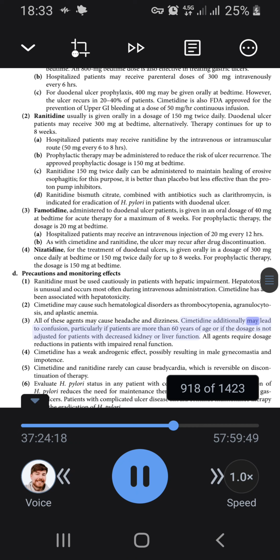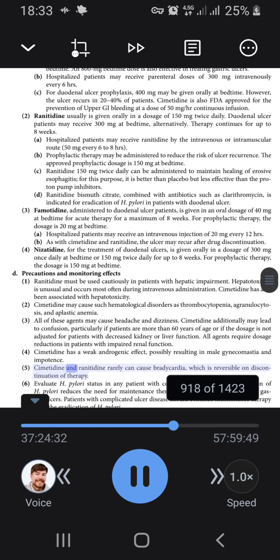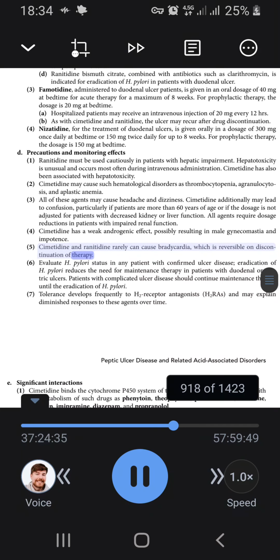Cimetidine additionally may lead to confusion, particularly if patients are more than 60 years of age or if the dosage is not adjusted for patients with decreased kidney or liver function. All agents require dosage reductions in patients with impaired renal function. Cimetidine has a weak androgenic effect, possibly resulting in male gynecomastia and impotence. Cimetidine and ranitidine rarely can cause bradycardia, which is reversible on discontinuation of therapy.